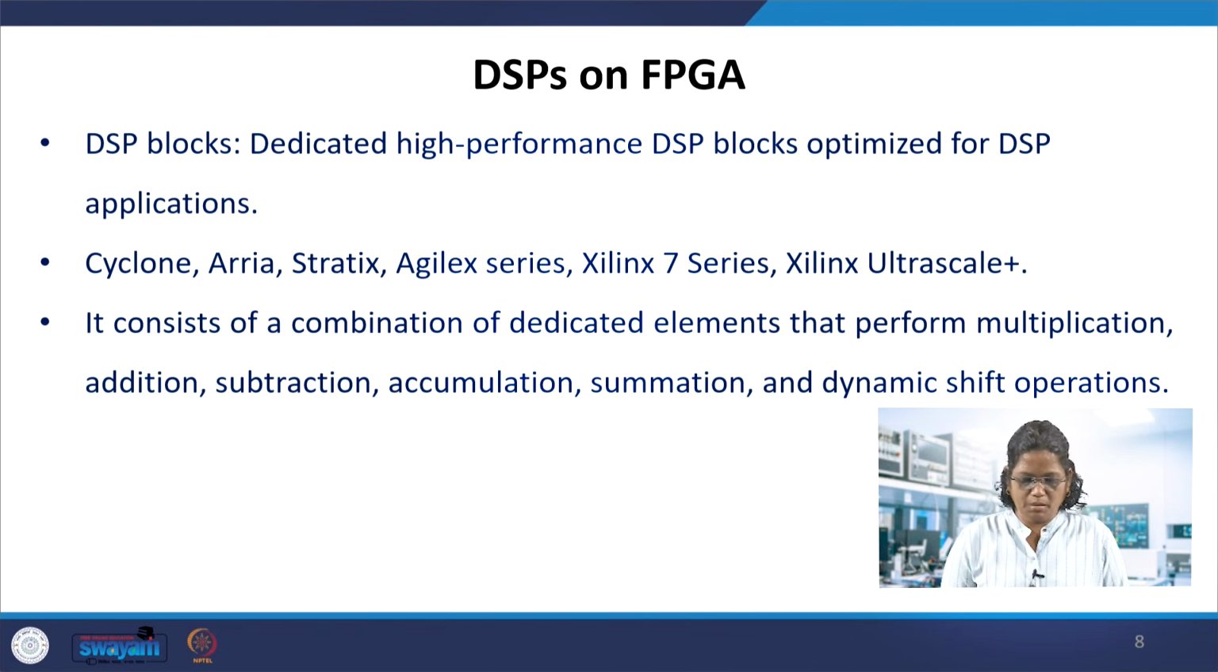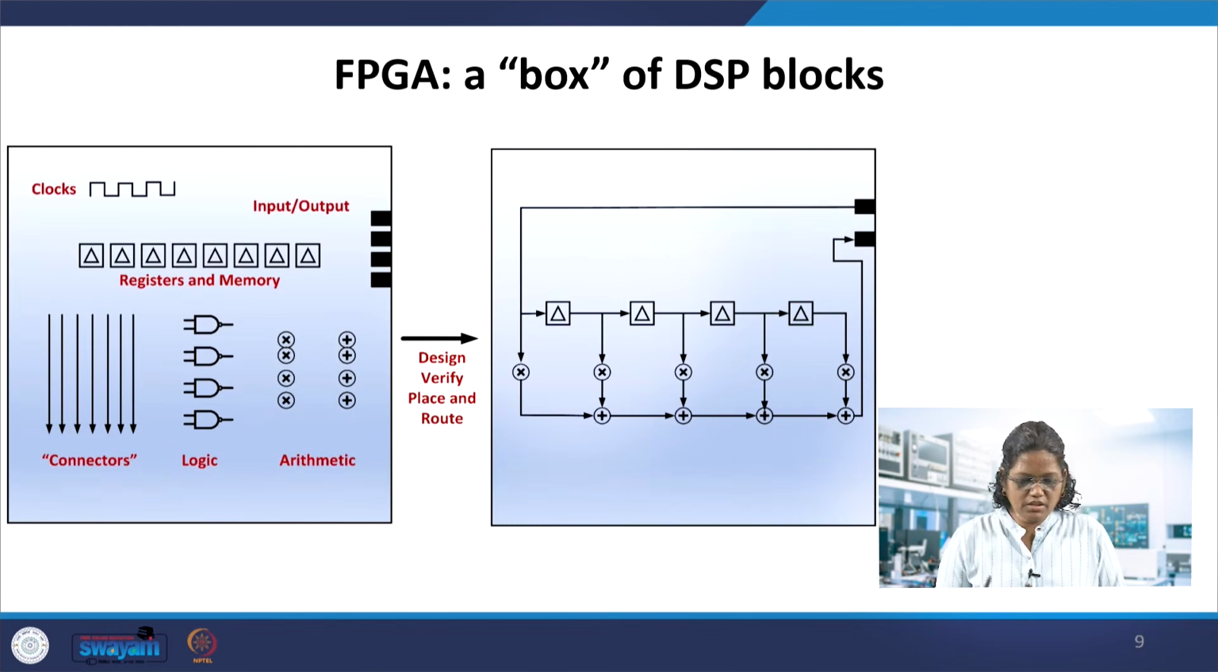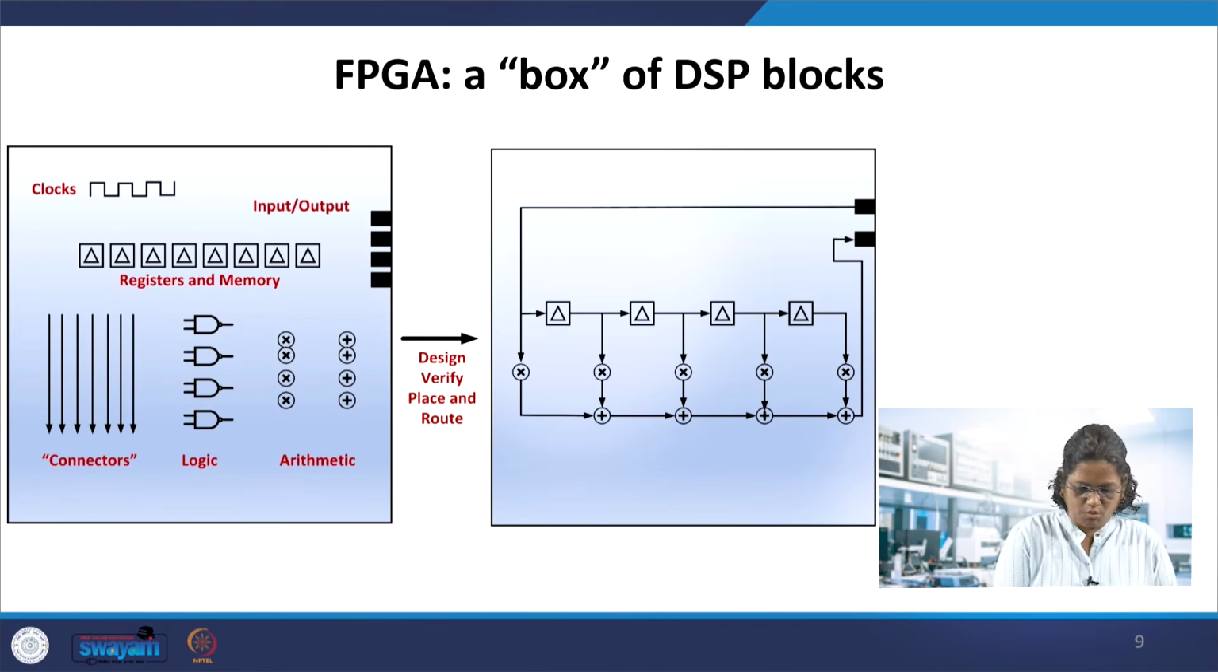There are a number of multipliers included, such as 9-bit multipliers or 18 by 18 multipliers. This is what is special about these DSP blocks, which are used to perform DSP applications or functions in the FPGA. If you consider the FPGA as a black box, we have this block, which has the clock and the IOs present here, and the registers and memory.